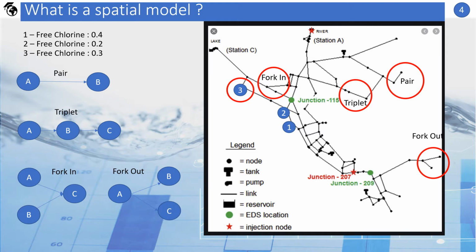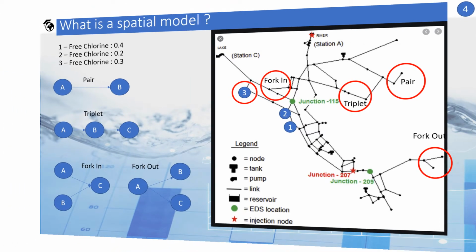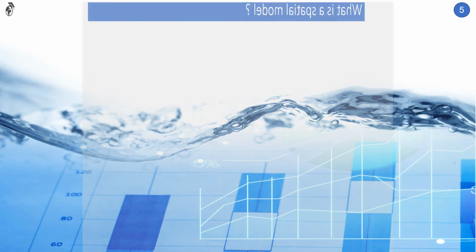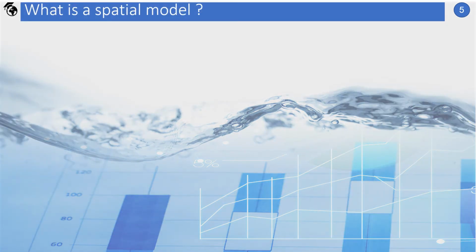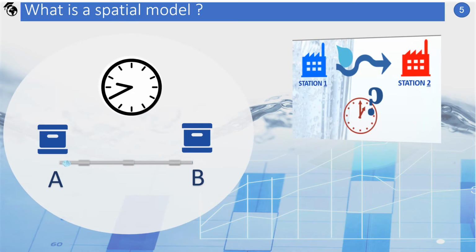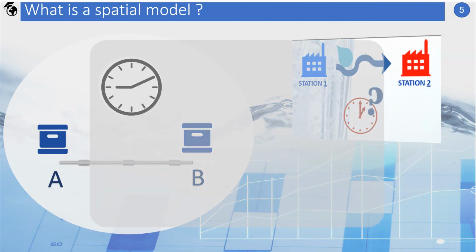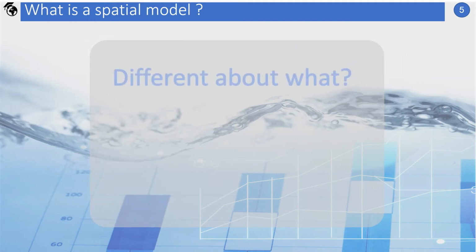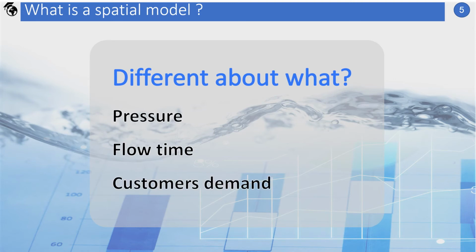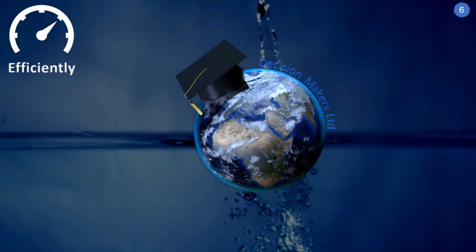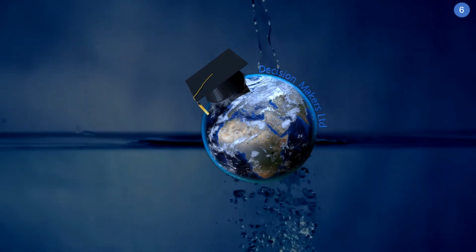There is another problem that the spatial model solved. In the last 40 to 50 years, managers of water networks are struggling with a very fundamental question: how long does it take for a drop of water to go from point A to point B in my network at a specific time? Why specific time? Because any network manager can tell you that the way the water network looks at the middle of a weekday is totally different from the way it looks at the middle of a weekend night. Different about what? Pressure, flow time, customers' demand, and as a result the amount of time it takes for a drop of water to go from point A to B.